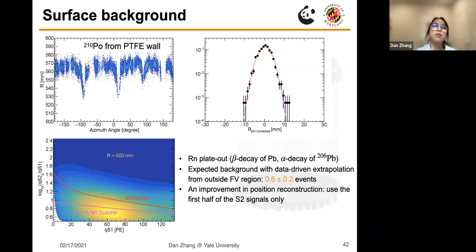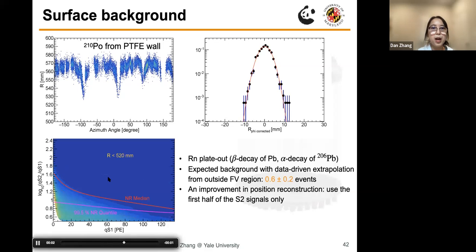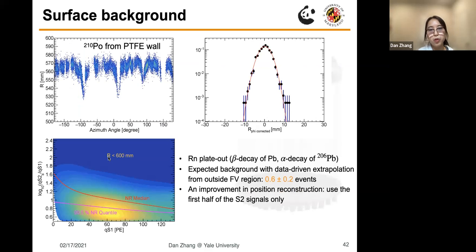And here are some detector effects. Like the surface background. These events are coming from the PTFE wall, the Teflon wall surrounding the liquid xenon, and they are happening at the wall, and we know that. However, there is an uncertainty in the position reconstruction. So after we got our fiducial volume, there's still some leakage amount for the surface backgrounds. If we cut the fiducial volume tighter, it will have a smaller amount of surface background, but we'll lose too much exposure. So there is a trade-off.